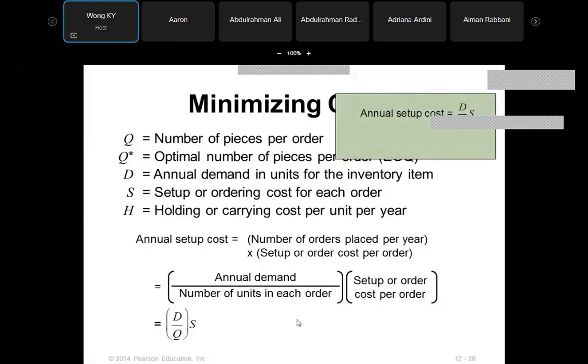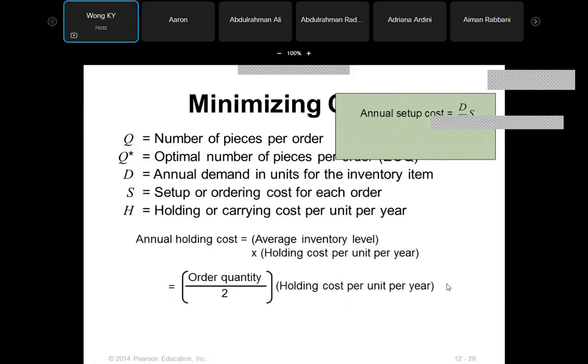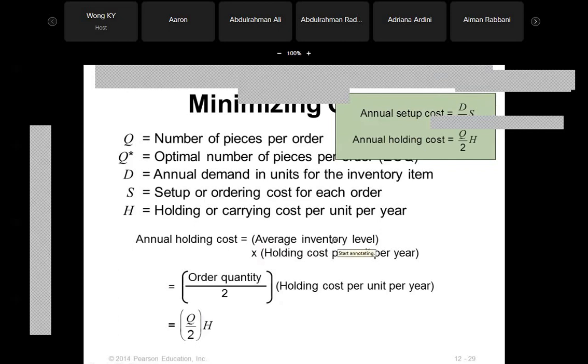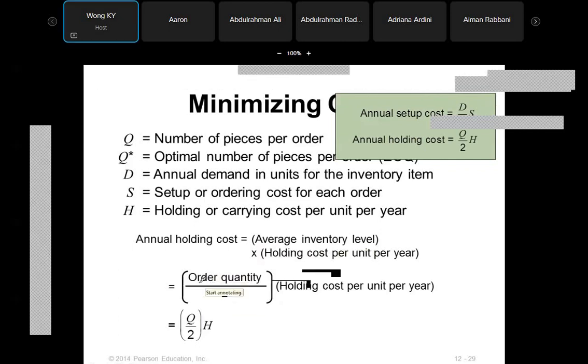Next, how do we calculate holding cost? Holding cost is calculated in an easier way. We just use the average inventory level times H. Remember just now I already explained, the average inventory level is the order quantity Q divided by 2. So this is the average inventory level. We multiply by H, where H is the holding cost per unit per year. So if we use average inventory level times H, we will get the annual holding cost.